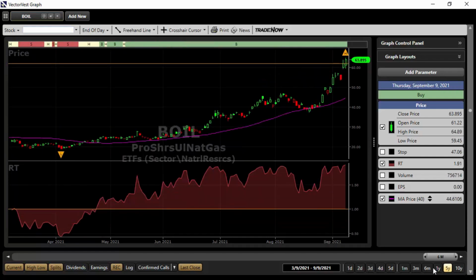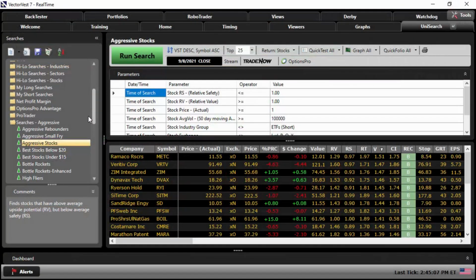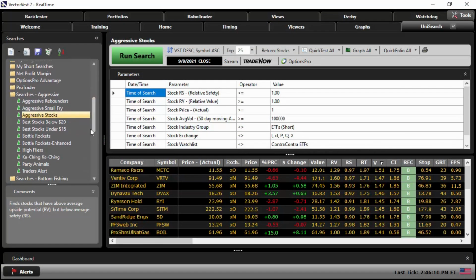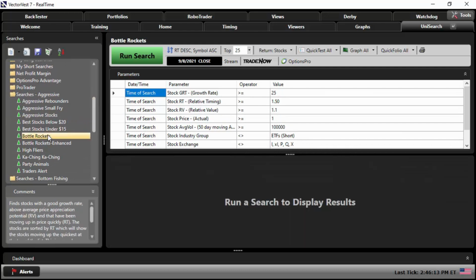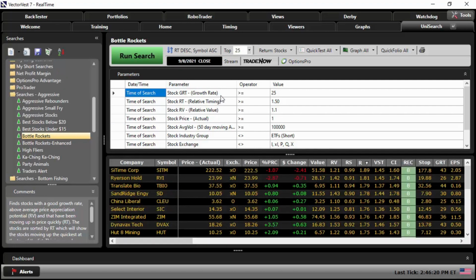And now if we get out of here, another honorable mention from the aggressive folder would be bottle rockets. This one is a little bit different, and it sorts by RT descending, so looking for strong momentum plays. And it's also putting an emphasis on the forecasted earnings growth rate of the stock being greater than or equal to 25% per year. Also, a high relative timing, a strong RV, and the basic parameters of being greater than $1 with 100,000 average volume, no contra ETFs, and making sure it's on a major exchange.